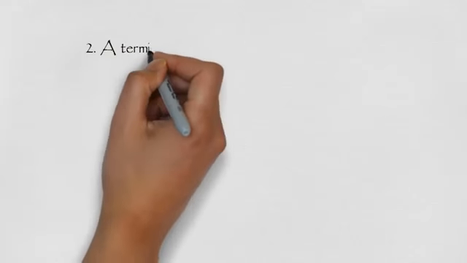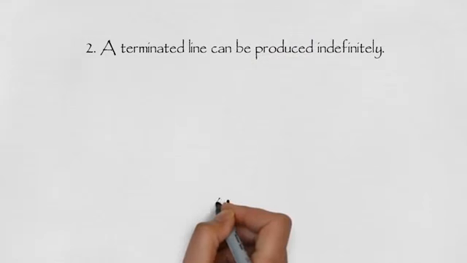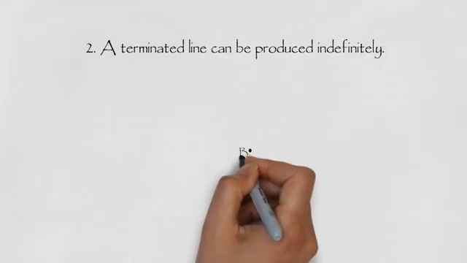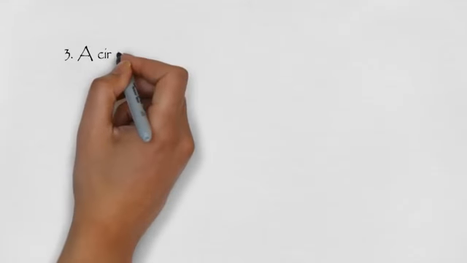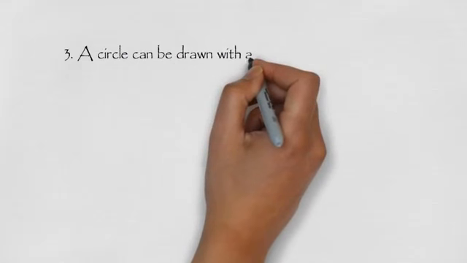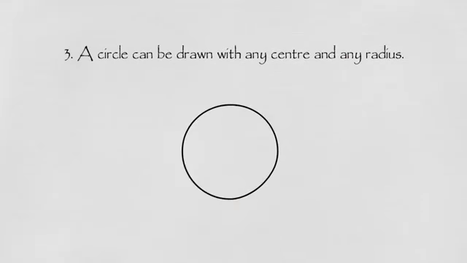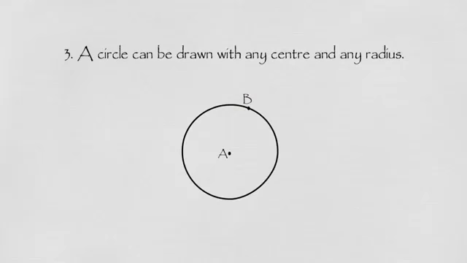Second, a terminated line can be produced indefinitely. It tells us that we can always make a line segment longer. That means we never run out of space, that is, space is infinite. Third, a circle can be drawn with any center and any radius. It allows for the existence of circles of any size and center, say center A and radius AB.